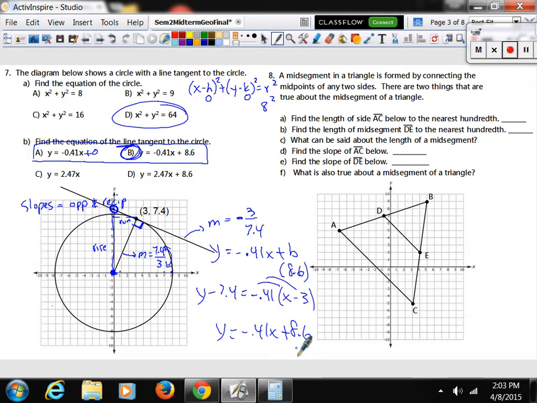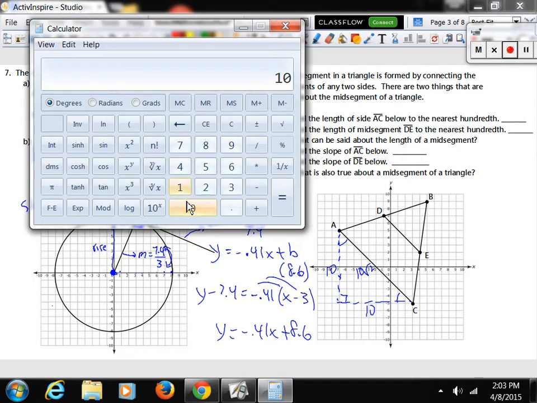Number 8, find the length of AC to the nearest hundredth. AC, I would make a right triangle and count 1, 2, 3, 4, 5, 6, 7, 8, 9, 10. This is 10 times 10, so this would have to be 10 radical 2, because it's a 45, 45, 90. Hypotenuse equals the leg times radical 2. So I could simply do 10 times the square root of 2 equals, and you get 14.1.